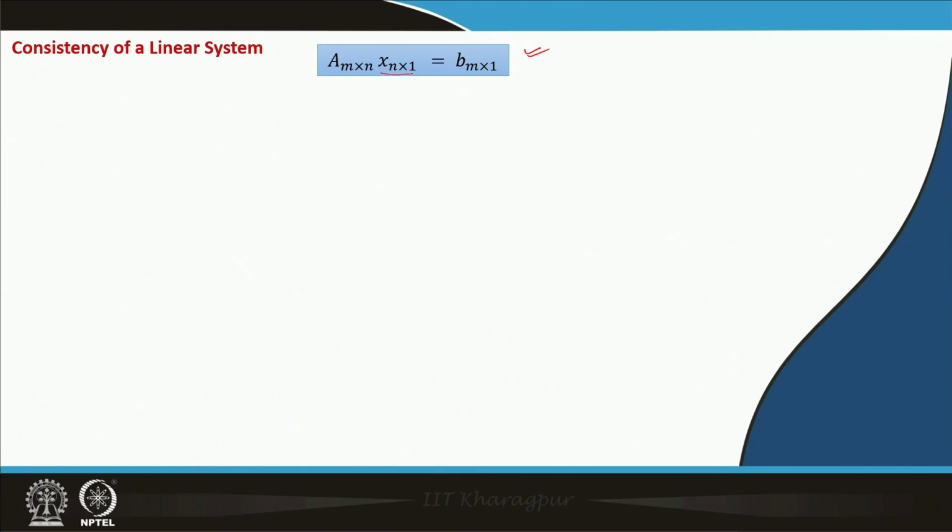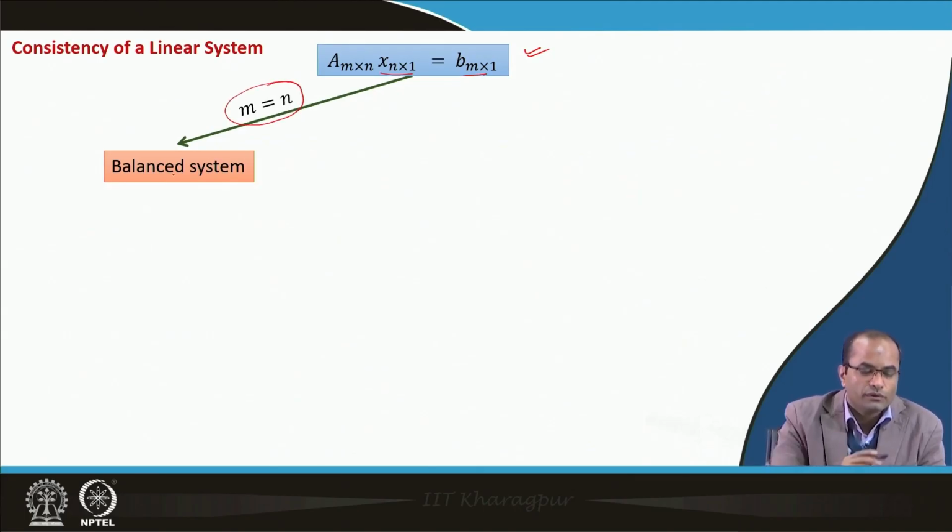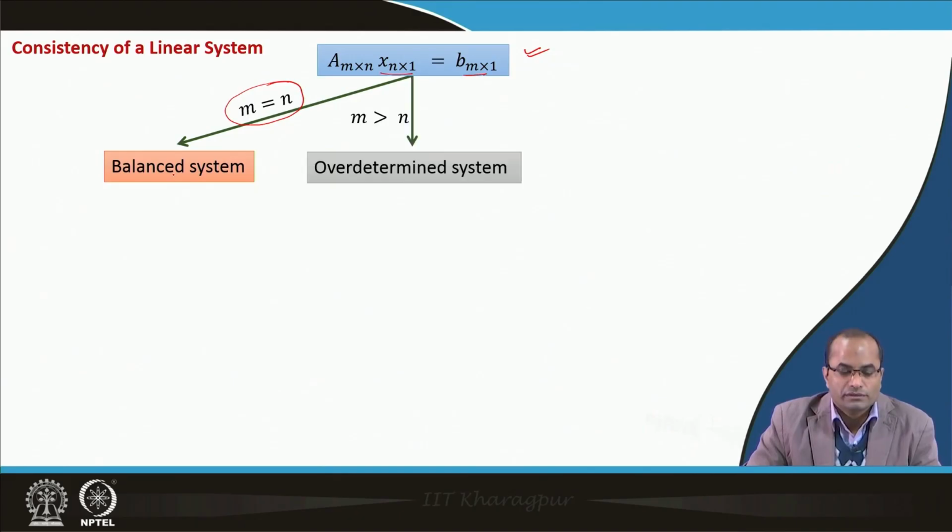Similarly, this vector x has n rows, and this vector B has m rows. So, we have this A, m cross n, then this vector x, n cross 1, and then this vector B having the m rows. Now, if we have the case m equal to n, what happens? We call this a balanced system.